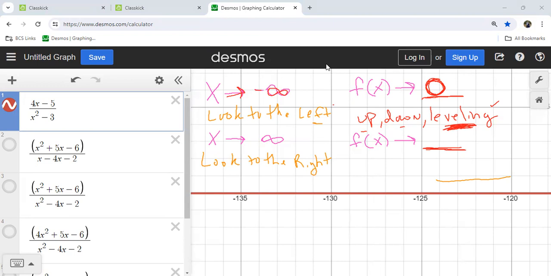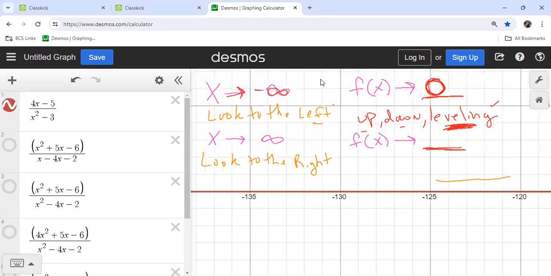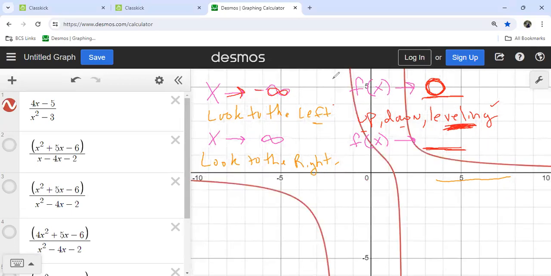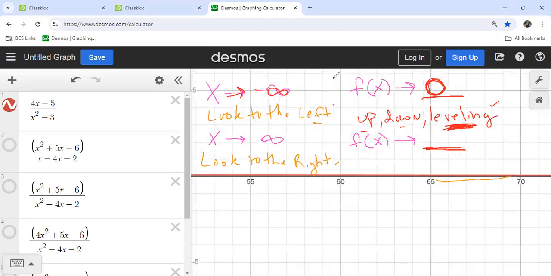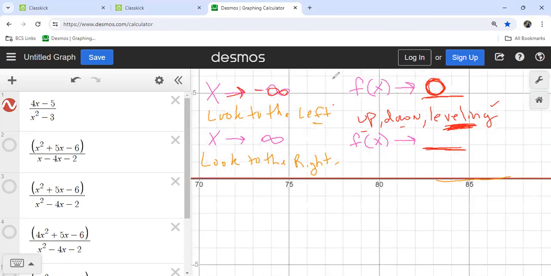So when we go to the next one, we're going to do the exact same thing, except your teacher will probably have another statement right below it. It'll say x approaches infinity. And that just simply means, hey, we need to look to the right now. So we're going to go all the way back over, and we're going to go to the right, and keep going to the right, and we're going to ask ourselves that question.